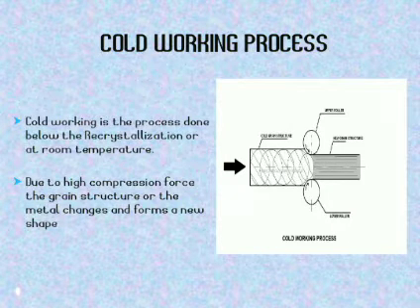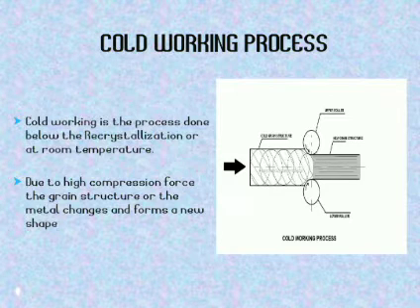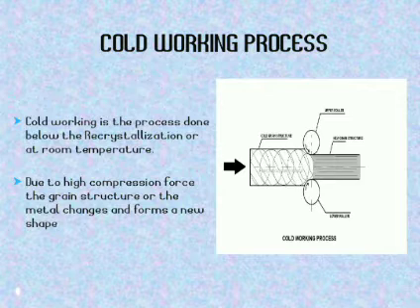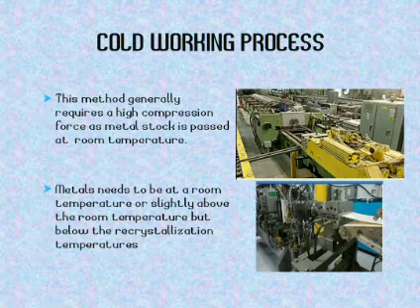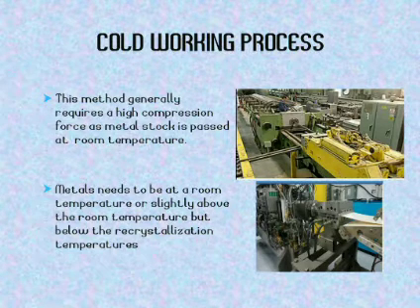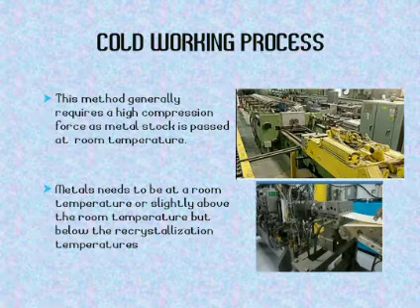Cold working is a process done below the recrystallization temperature, or at room temperature, and due to high compression force, the grain structure of the metal changes and forms a new shape. This method generally requires a high compression force as the metal stock is passed at room temperature. Metals need to be at room temperature or slightly above, but below the recrystallization temperature.